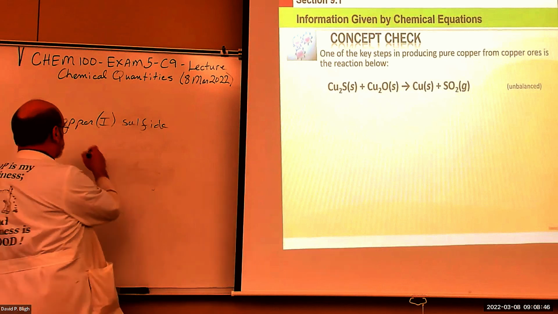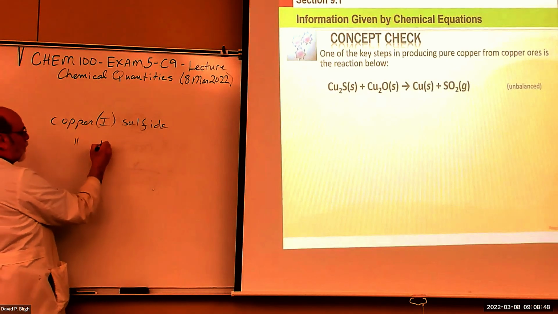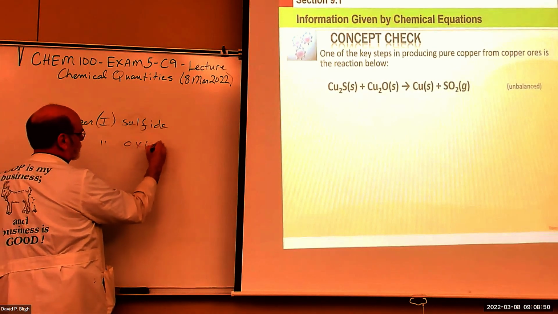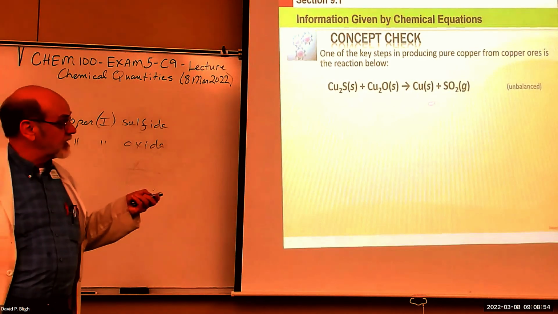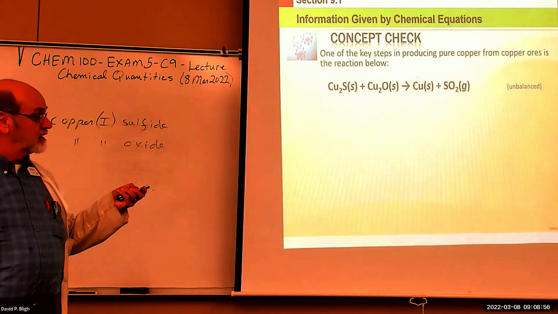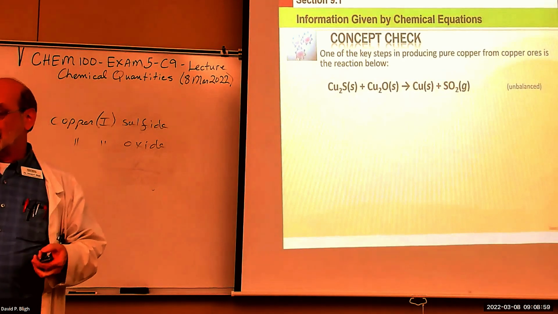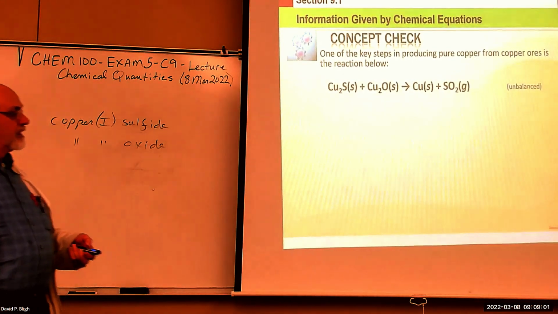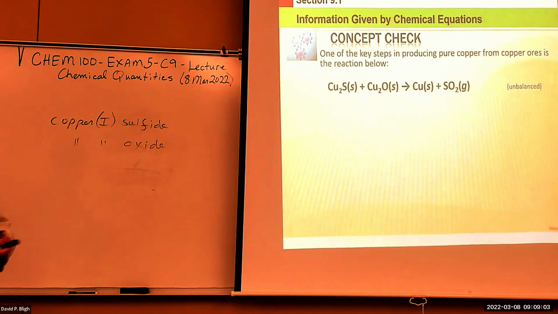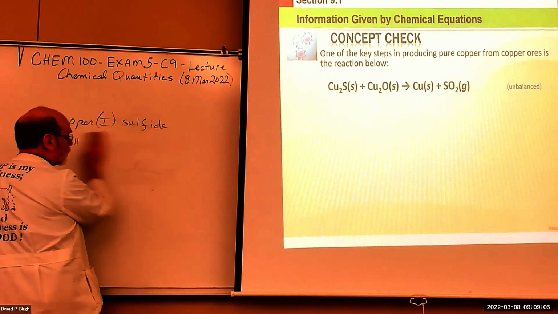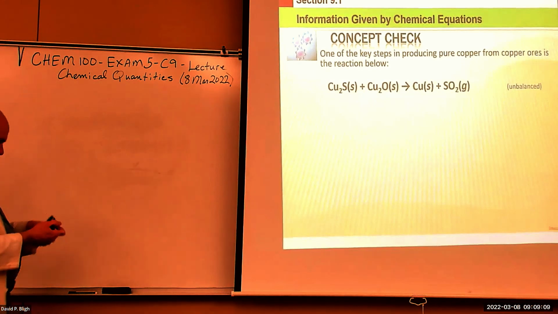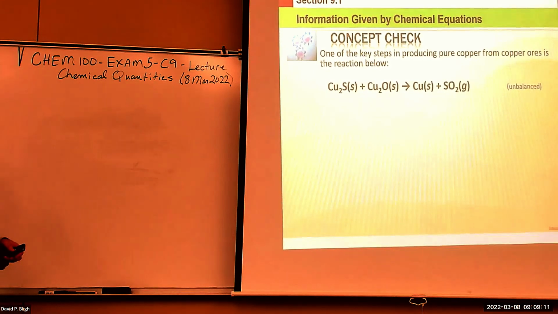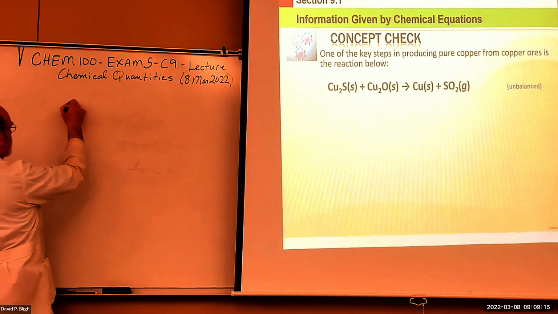And then we'll react that with copper(I) oxide. And the product we're given is copper metal and sulfur dioxide. But that's not balanced, so we would have to balance it before we could do anything with it. Let's try this one. So how would we balance that?